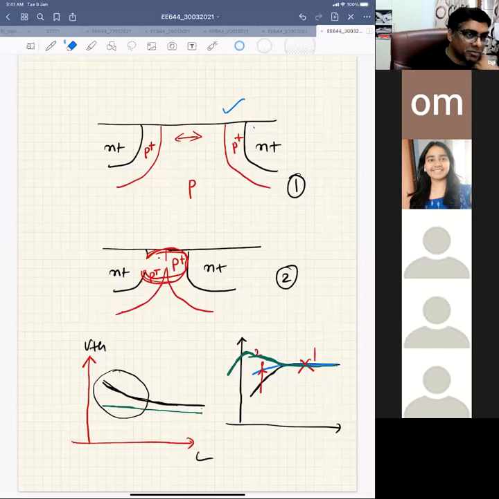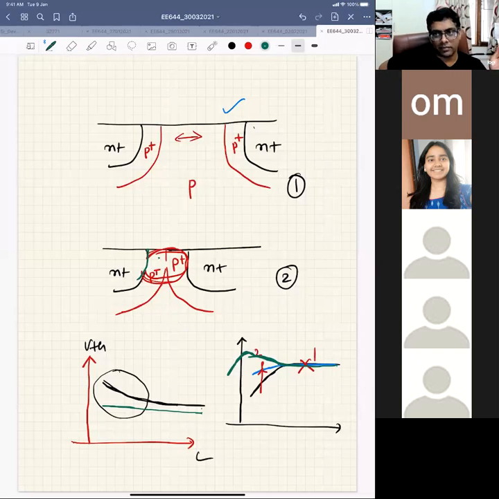Then you have to go for more P plus, right? If you go to very short channel length, you cannot avoid roll off. Roll off will be there, but it could be delayed. Where it is rolling off, that could be delayed to a lower gate length.